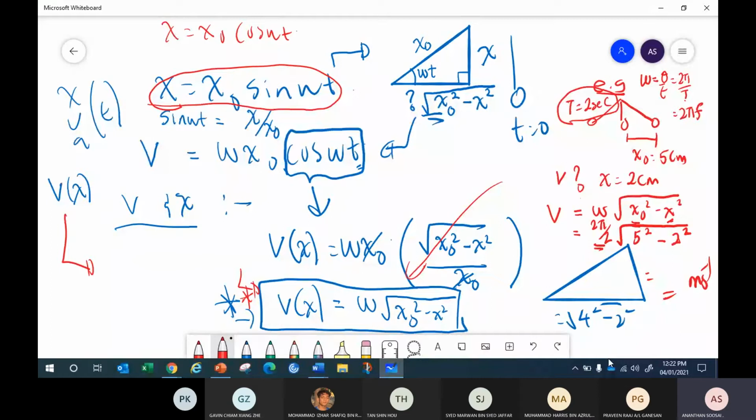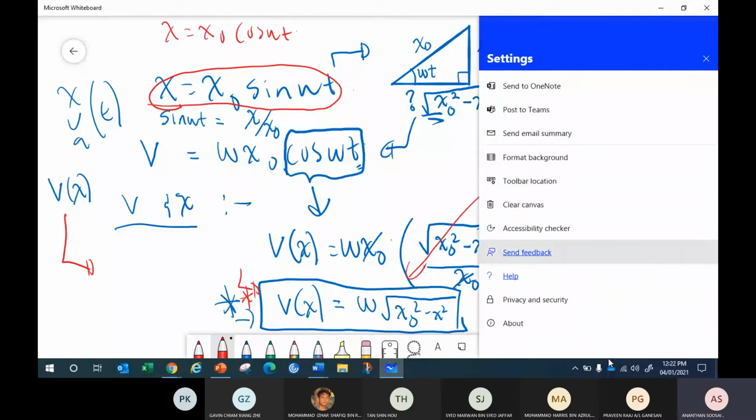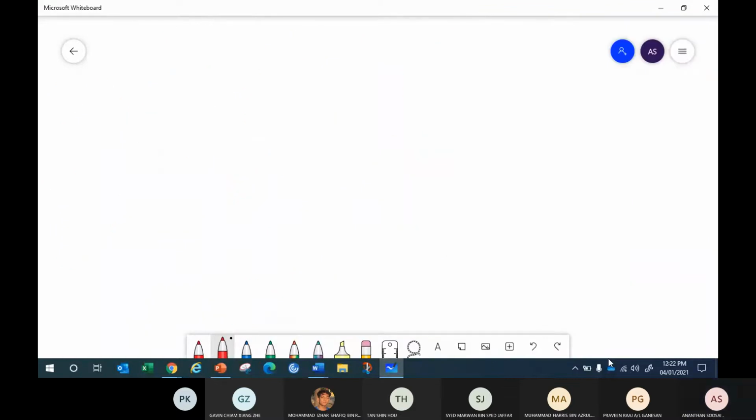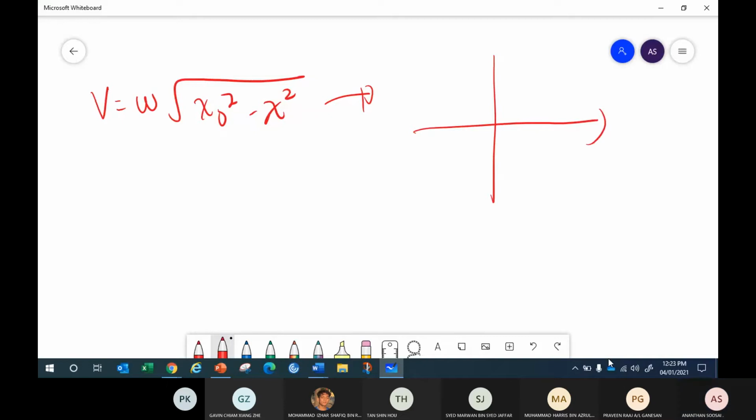Okay, so now, any questions, guys, from here? Need your input. Stop me if you have any problem. Okay, now I clear this. Now V equals omega square root of x naught squared minus x squared. How will the graph look if you plot V versus X?